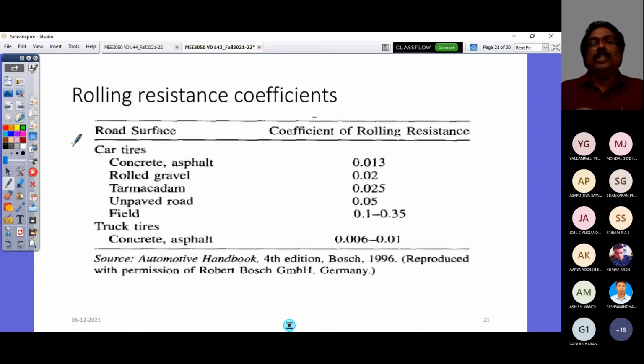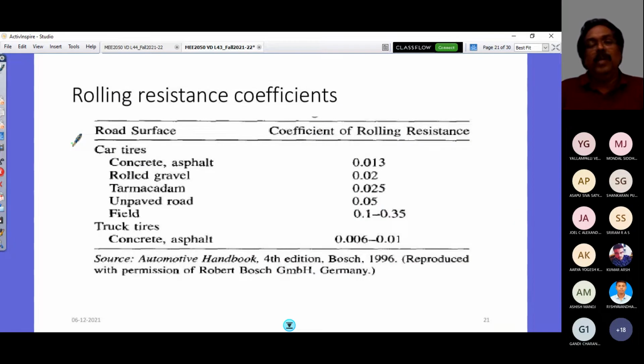So the rolling resistance coefficient, looking from this automotive handbook, you can see that it would be different for passenger car as well as truck tires on different road surfaces. So if it is a concrete asphalt road, look at this value. Generally for a passenger car it is this. On the other hand, if you look at the truck tires, it is smaller than that of passenger cars.